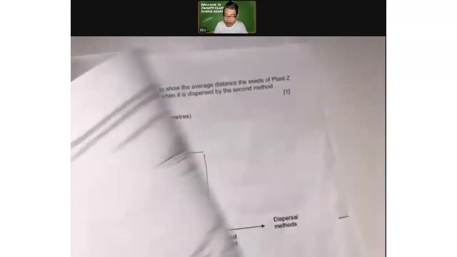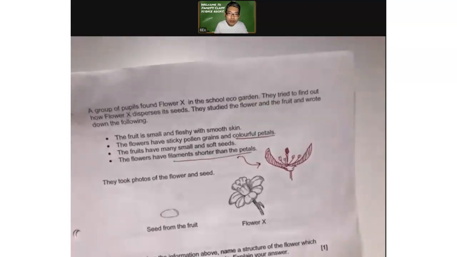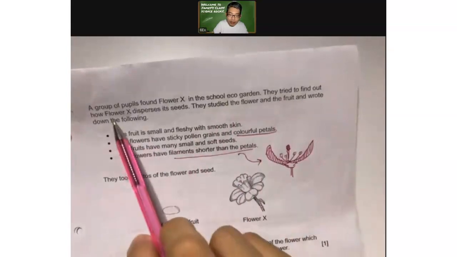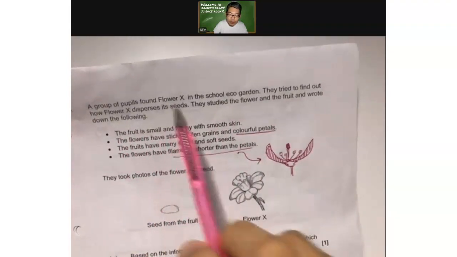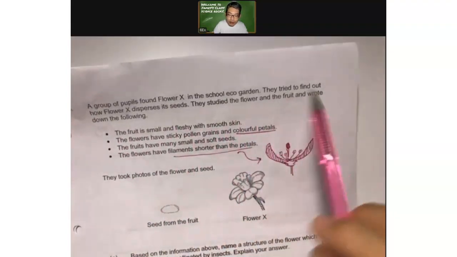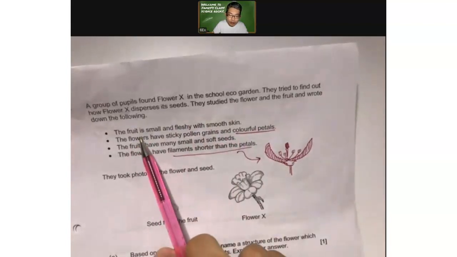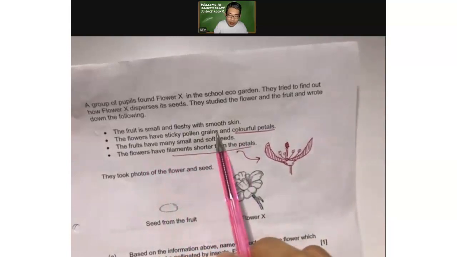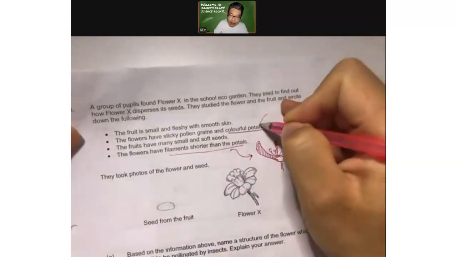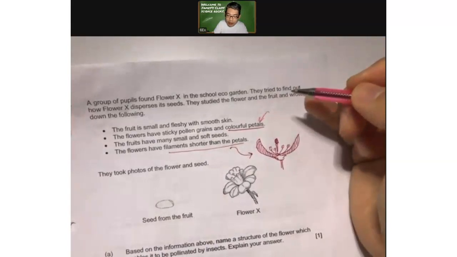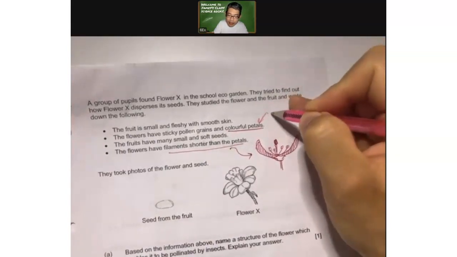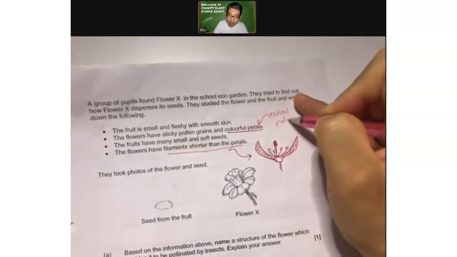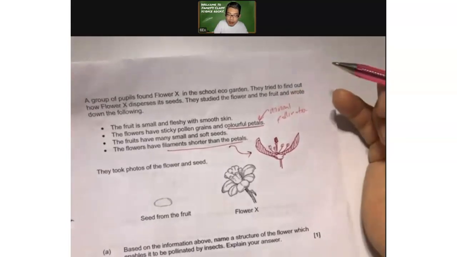We are finishing. Okay, just a couple more questions. A group of students found flower X in the school eco garden. They tried to find out how flower X disperses its seeds. They studied the flower and the fruit and wrote down the following. Fruit is small, fleshy, with smooth skin. Flowers have sticky pollen grains and colorful petals. This tells you it's by animal pollination. When you see colorful petals, it means animal pollination.